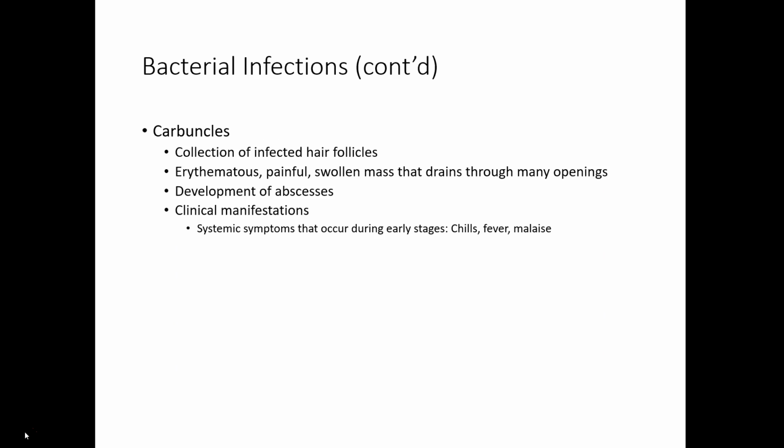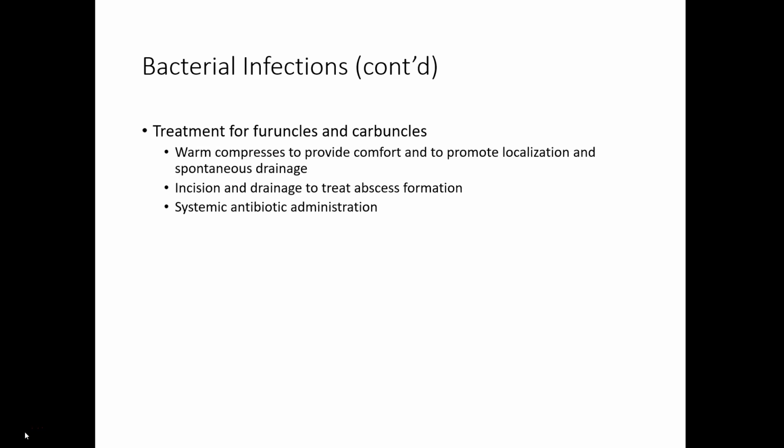A carbuncle is a collection of infected hair follicles. It's a reddened, painful, swollen mass that drains through many openings, kind of a precursor to abscesses. In clinical manifestations, systemic symptoms occur during early stages: chills, fever, malaise. Treatment, warm compression to provide comfort and promote localization and spontaneous drainage. Sometimes I&D is required to treat the abscess formation, along with systemic antibiotic administration.